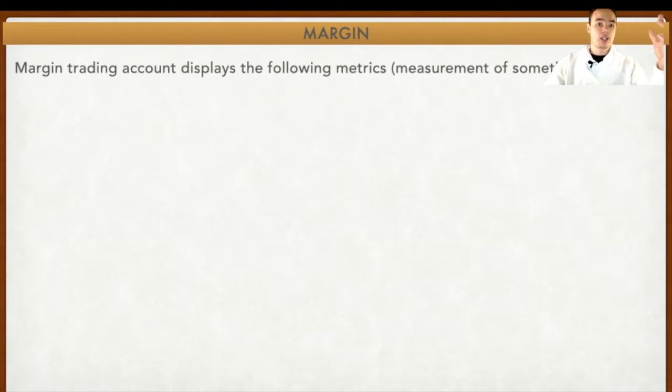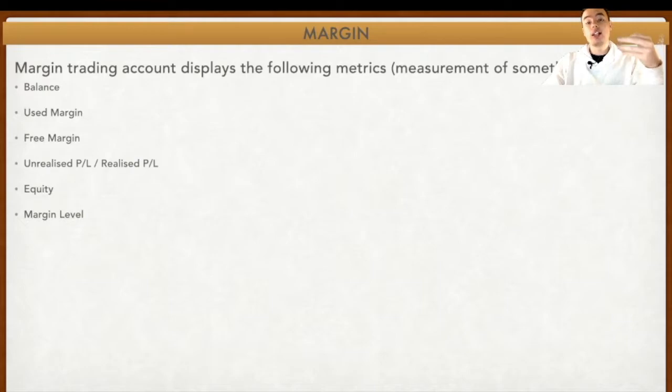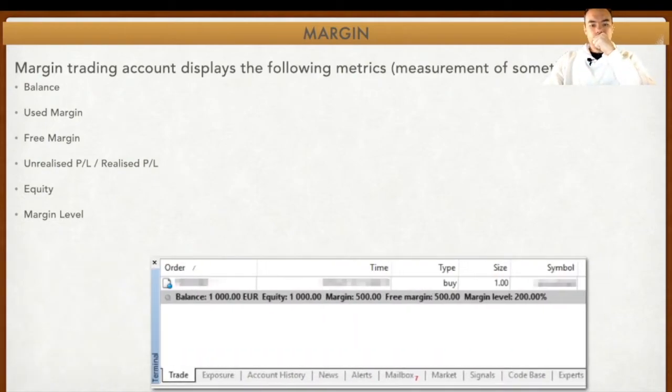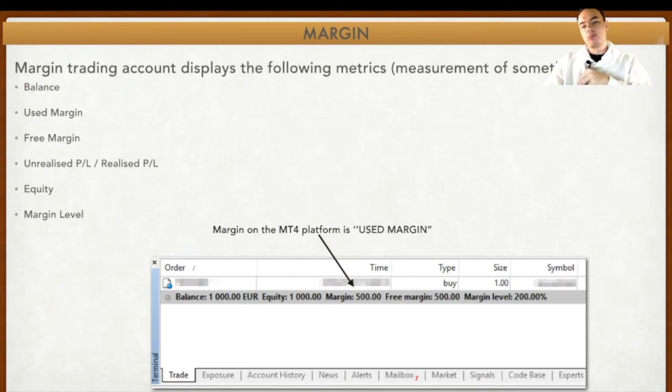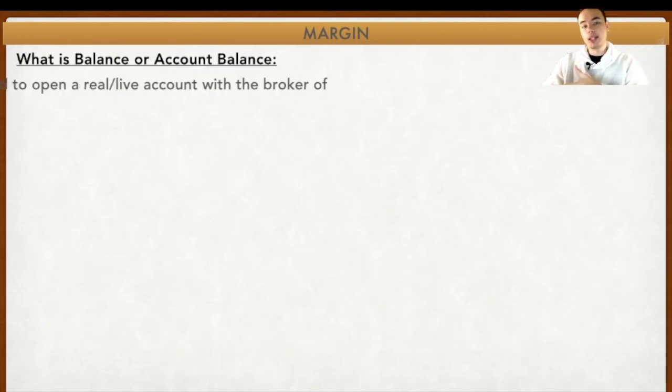Now, a margin trading account displays the following metrics, or should I say measurements: balance, used margin, free margin, unrealized profit or loss, or realized profit or loss, equity, and margin level. For example, as you can see here, margin on the MetaTrader 4 platform is known as used margin. That's your used margin. Okay, so first one, what is balance or account balance?